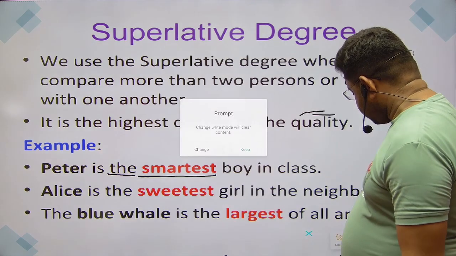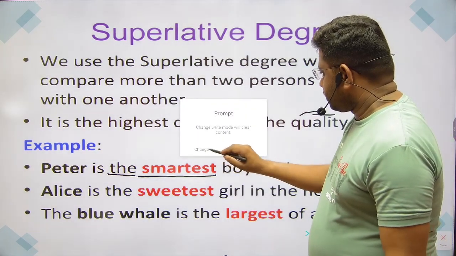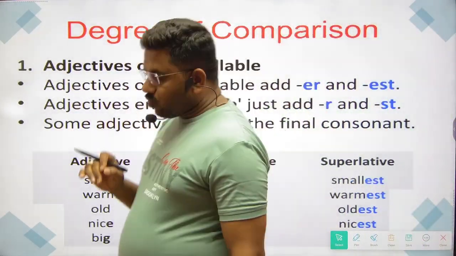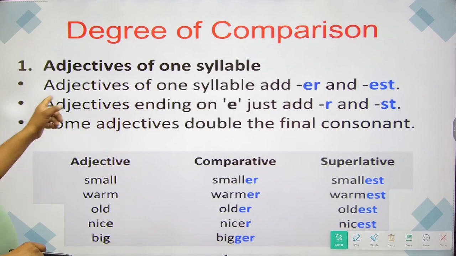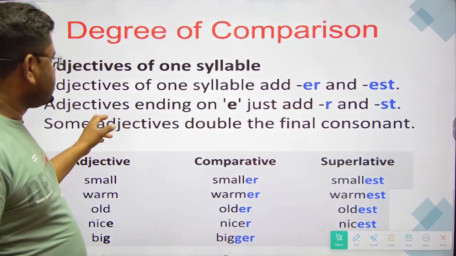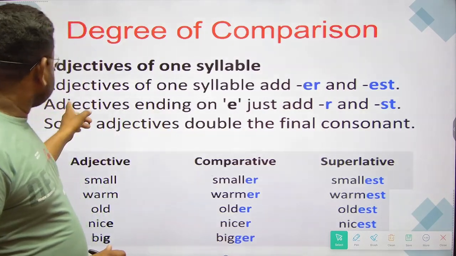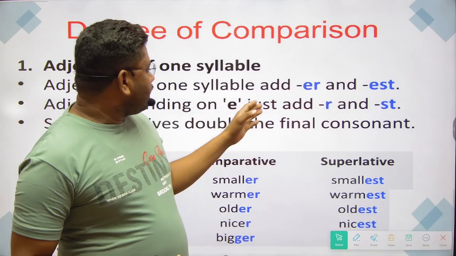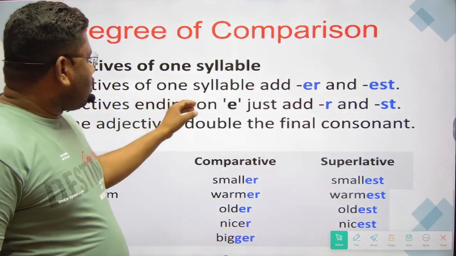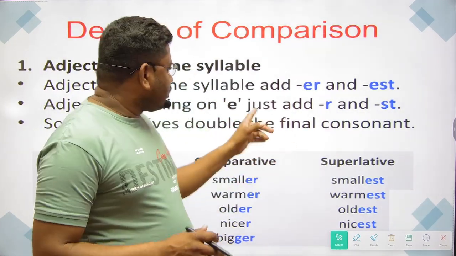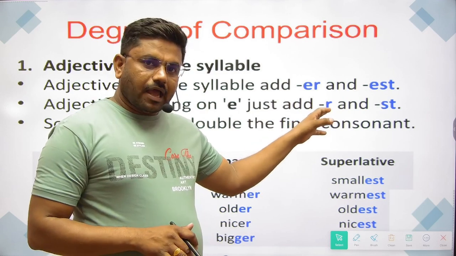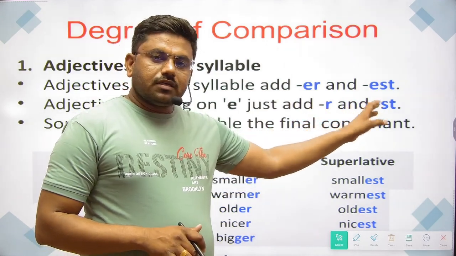Now see next, degree of comparison. Adjective of one syllable: we add er or est, that we studied now. Before this, we also took some examples. Now the second one is an adjective ending in e: just add r and est. When the adjective ends in e, then for changing to comparative we put r, and in superlative we use est at the end of the adjective.